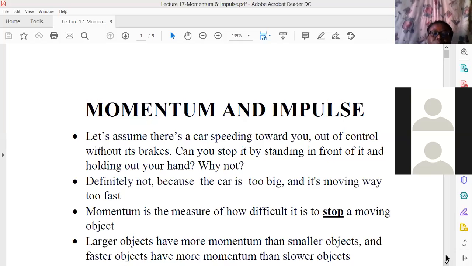Okay, so to define momentum, let's first assume there's a car speeding towards you, coming towards you with a very high speed. Or maybe the brakes are not working. Can you stop it just by standing in front of that car? Obviously you would not. Why? Because the car is big in terms of its mass, and number two, the car is in motion.